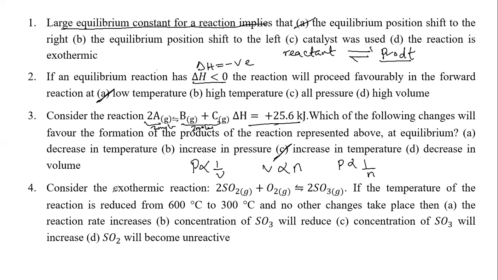Question number 4. Consider the exothermic reaction. If the temperature of the reaction is reduced from 600 to 300 degrees C and no other condition takes place, then of course, this is the exothermic reaction. Decreasing the temperature will favor the forward reaction. That's very nice. So it means that the concentration of SO3 will increase. Increase in temperature will favor endothermic reaction, whereas decrease in temperature will favor exothermic reaction. It's just quite very simple.